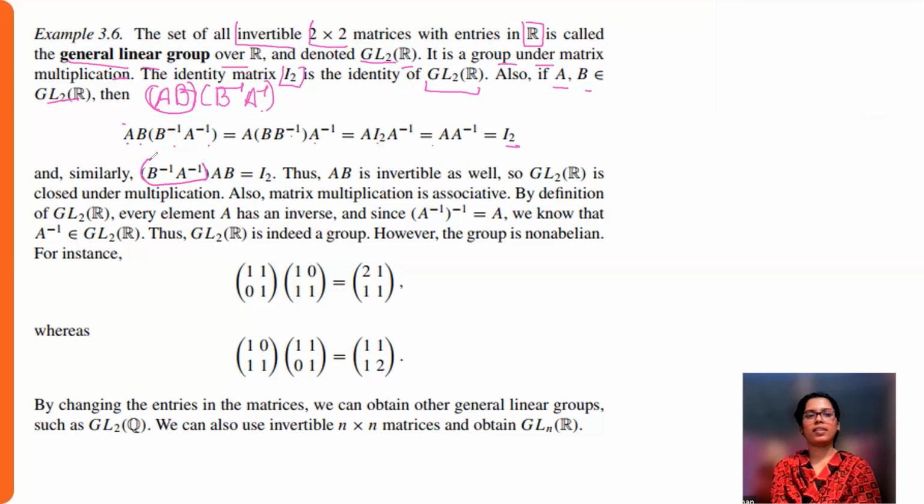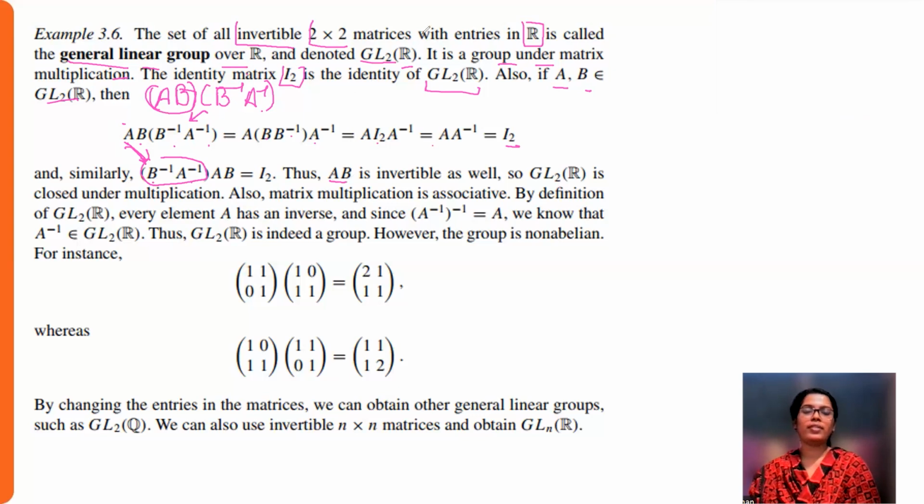Similarly, in the same way, we can show the left-handed inverse as well. This was the right-handed inverse we have shown. In a similar way, we can show the left-handed inverse: when B inverse A inverse is multiplied by AB, it will give us our identity matrix. Now from here we can say that closure holds.